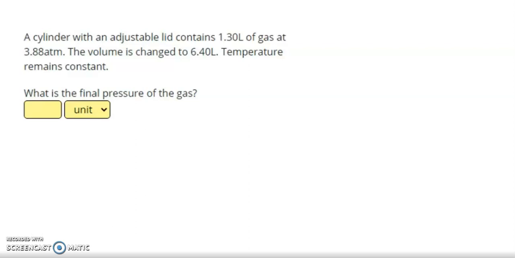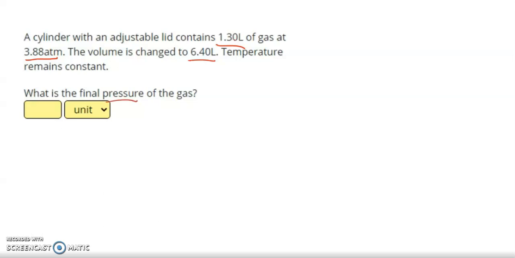My first example problem says, a cylinder with an adjustable lid contains 1.30 liters of gas at 3.88 atm. The volume is changed to 6.40 liters. Temperature remains constant. What is the final pressure of the gas? So I have my givens, 1.3 liters, 3.88 atm, and 6.4 liters. And I'm looking for the final pressure.